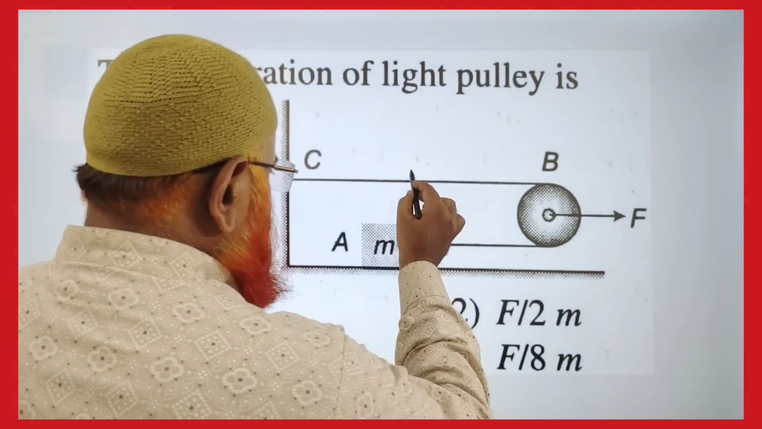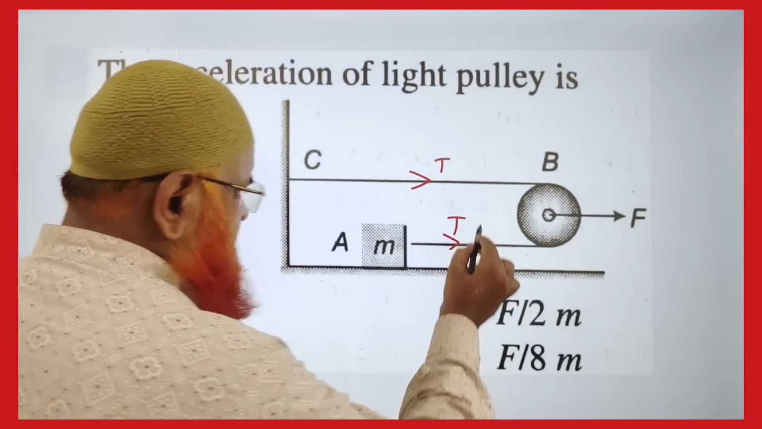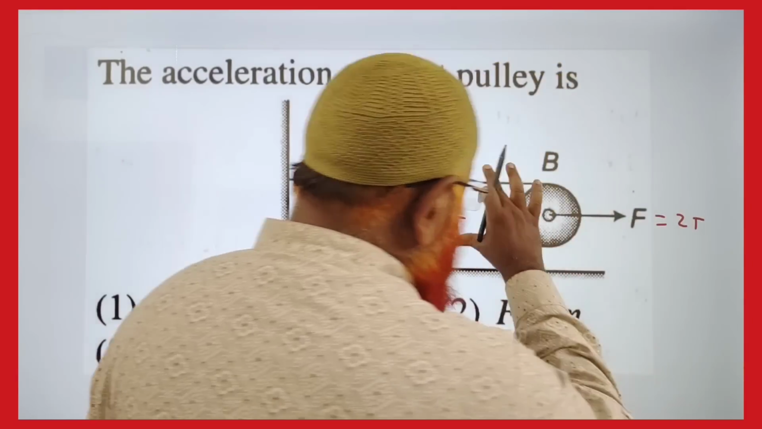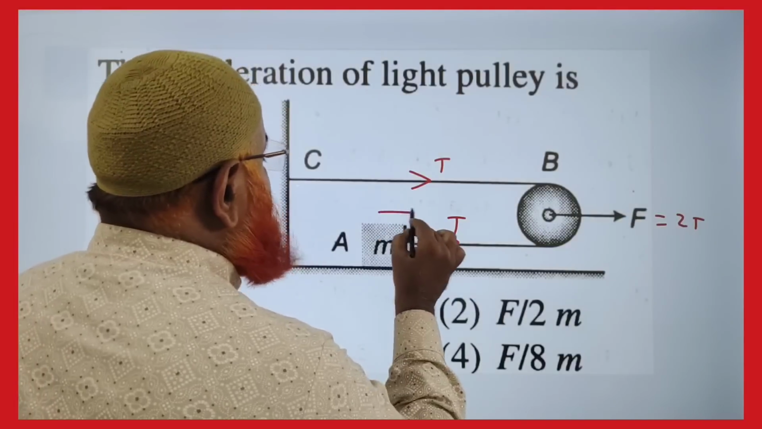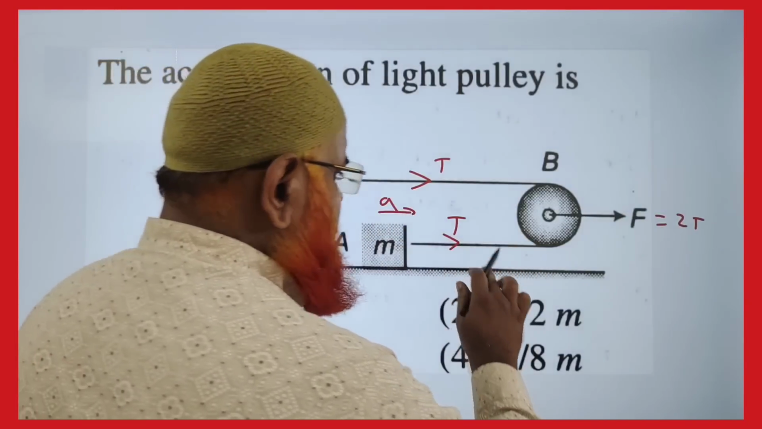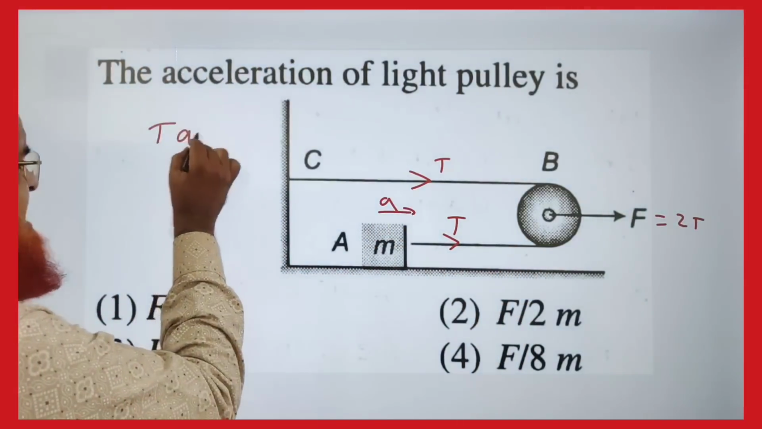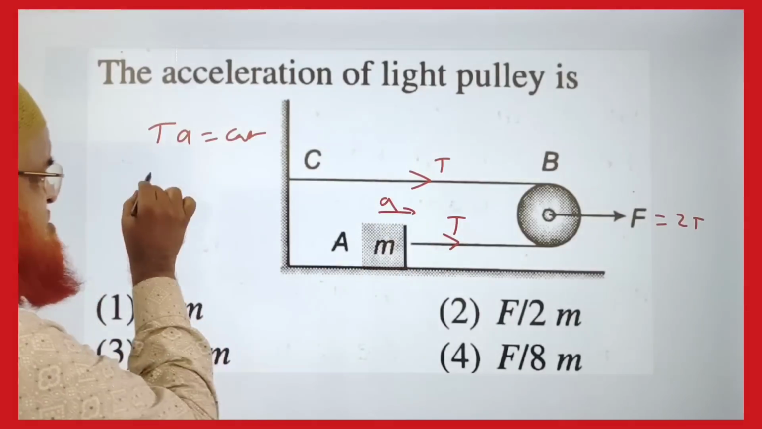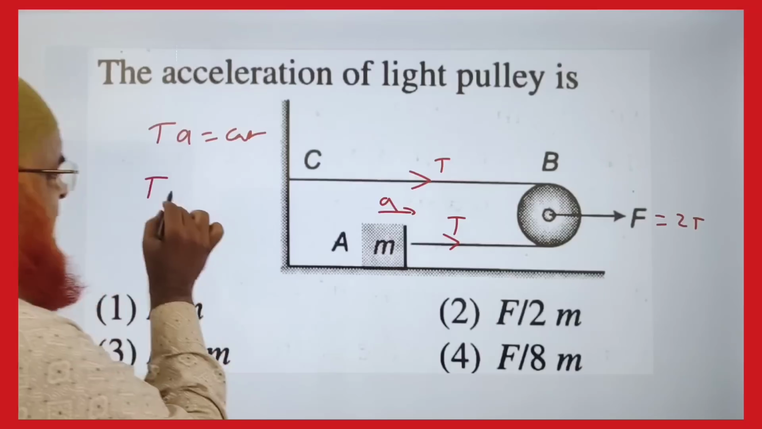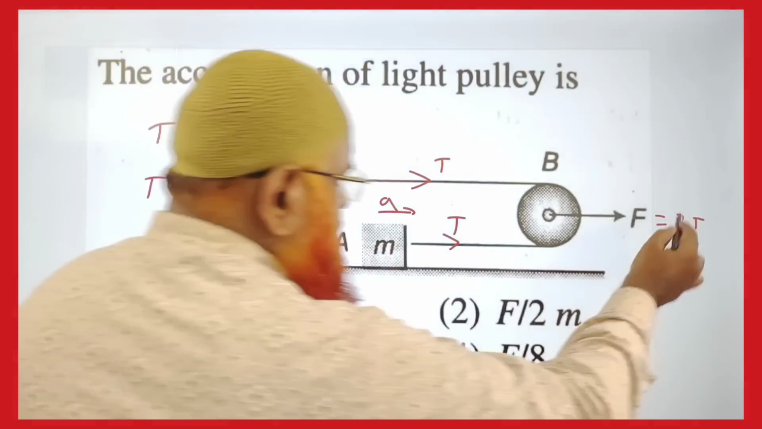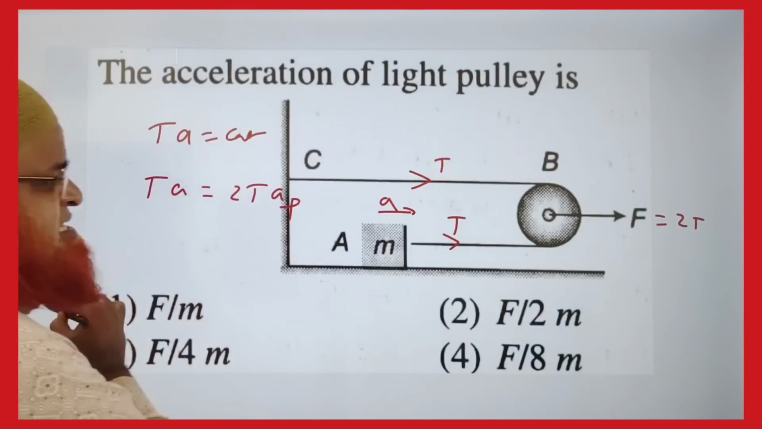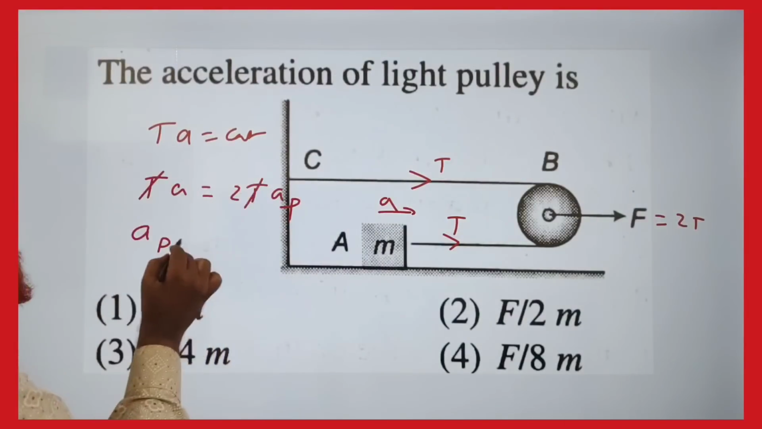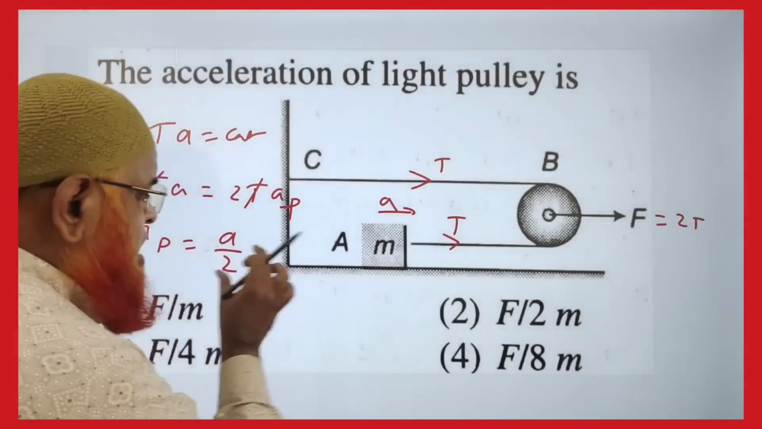So you can just see here what is going to happen. This is tension and this is tension. And you know that the force is nothing but 2T because these two add up here. This is having an acceleration a. You should understand one thing, that tension and acceleration is going to be constant. So tension of the block and acceleration of the block is equal to tension in the pulley, which is 2T, and acceleration of the pulley is a_p. So acceleration of the pulley is nothing but acceleration of the block by 2.